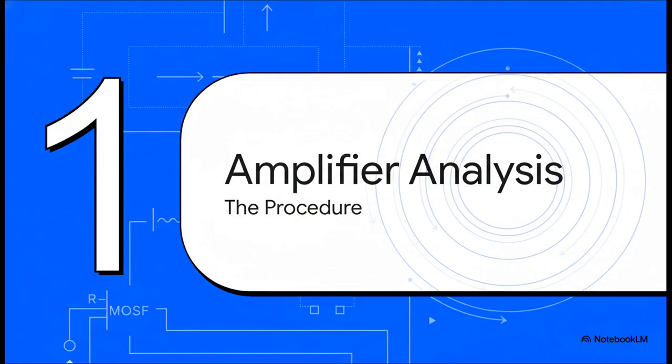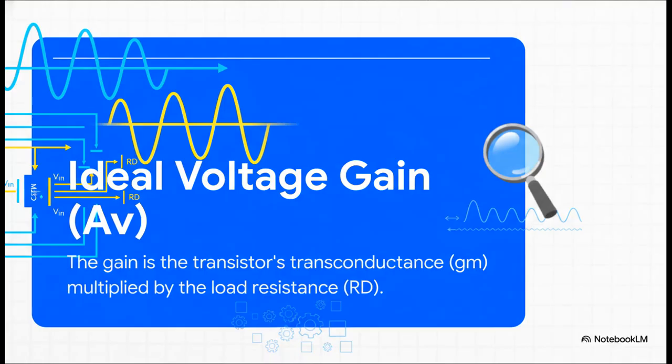Okay, first things first. To make sure our circuits actually work, engineers follow a really specific procedure. So let's walk through the rules of the game for analyzing this thing correctly every single time. Now, in a perfect world, the voltage gain is beautifully simple. It's just two things multiplied together: RD, which is our load resistor, and gm, the transistor's transconductance.